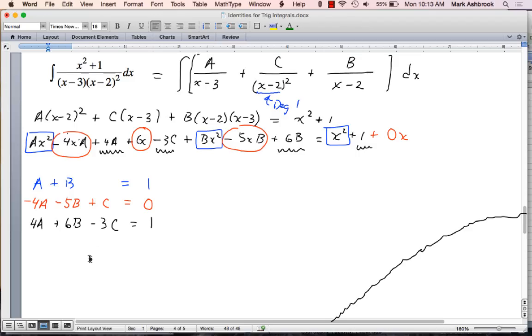So what do I see here? Let's see. If I look, this already has c eliminated. You see a plus b equals 1 already has c eliminated. So I could eliminate c from these two equations and get a new equation with a and b, and then combine it with the first equation of a and b. So that's what I'm going to do.